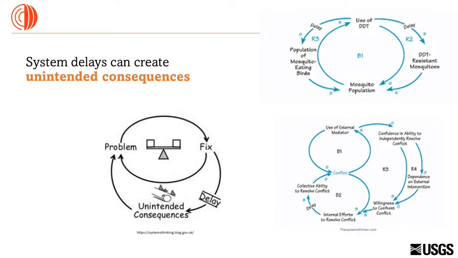And then, in an ideal world, the conflict starts here. There's an internal effort to resolve it. But now there's this delay, like I mentioned. They've gone on vacation or they're really busy finishing up a research project. Their collective ability to resolve the conflict is coming, but as a supervisor, I'm like, oh my gosh, they're not doing anything about this. Clearly they need some help.